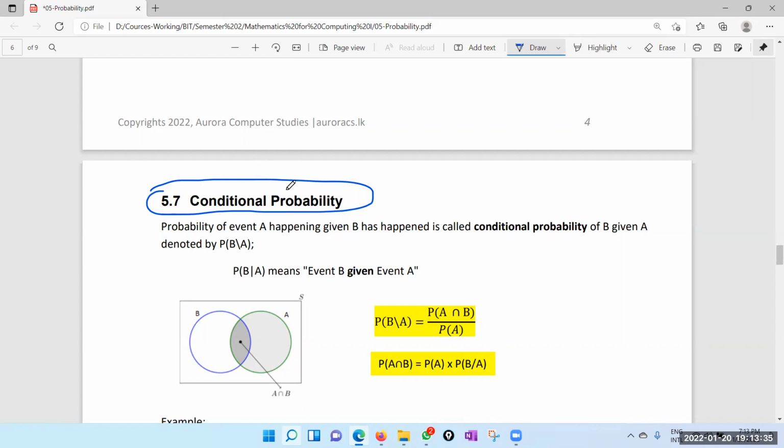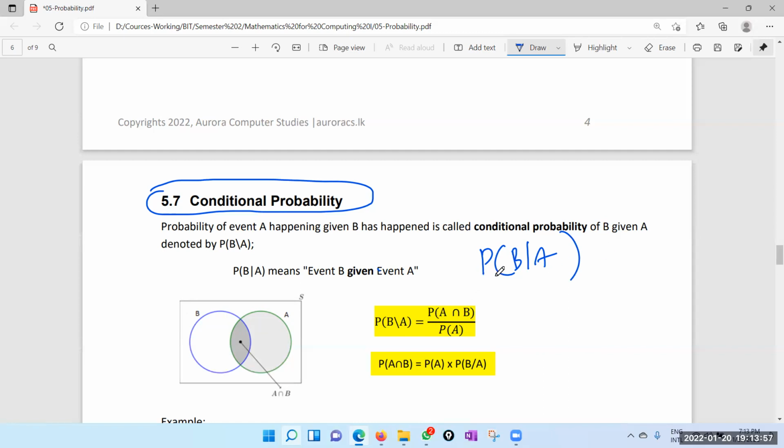So this is conditional. Right? Event B, sorry, probability of B happening given A has happened. So that is called conditional probability. This is how you write it. Probability of B given A has happened.